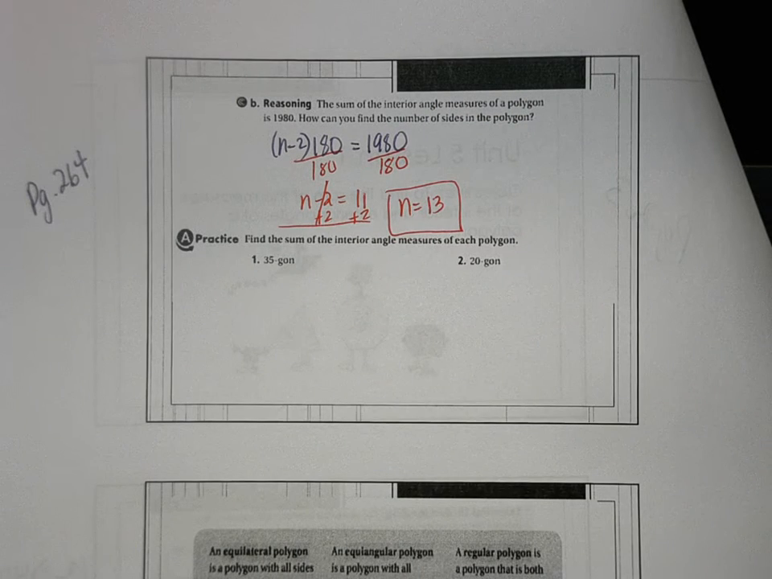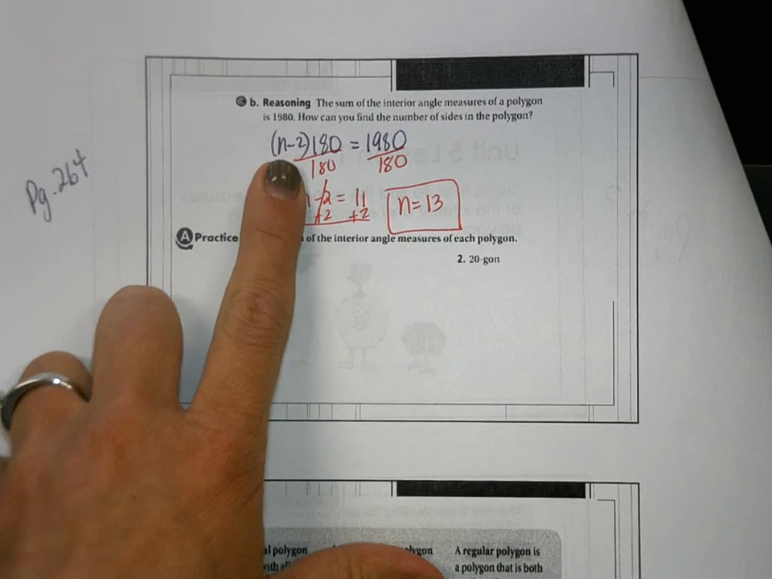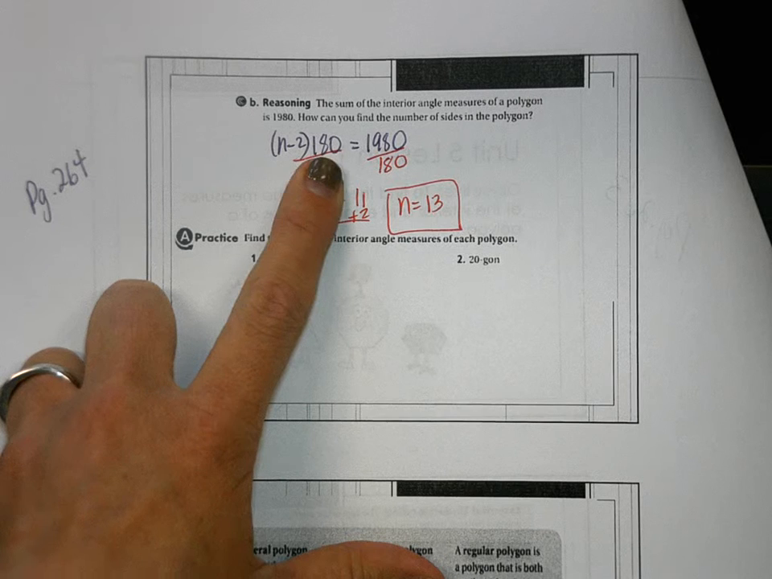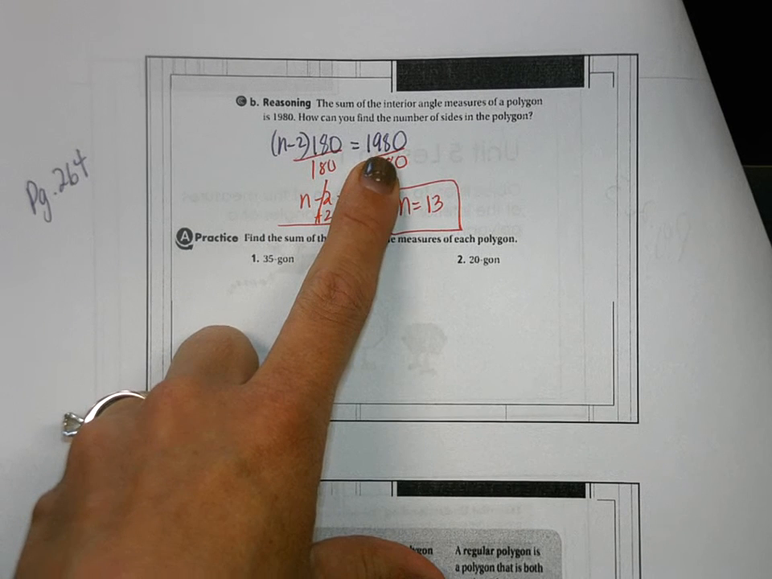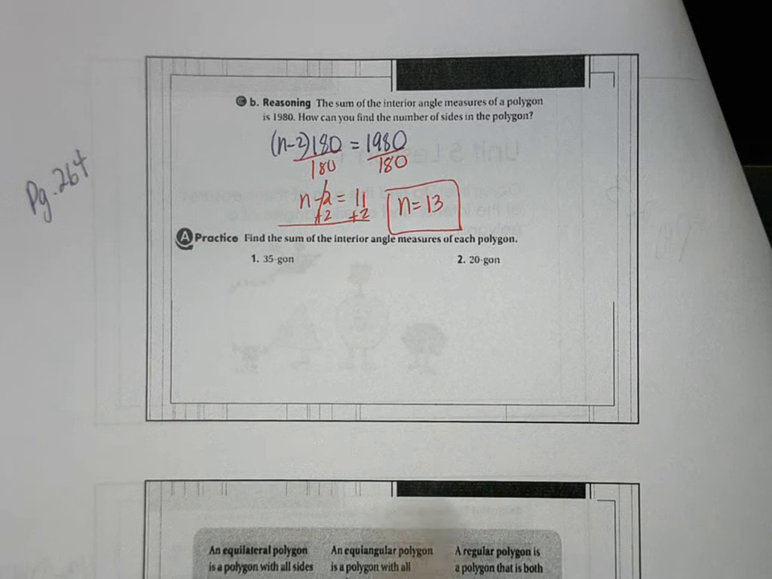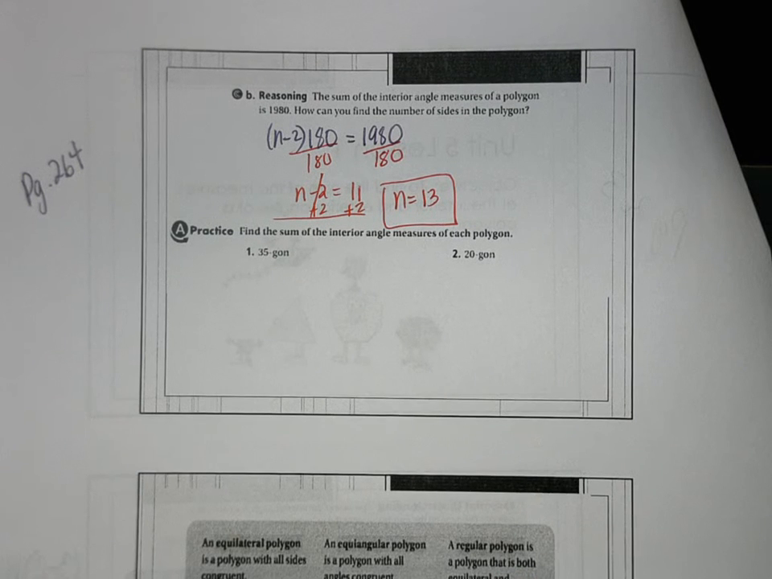Could you double check yourself? What would you do to double check that you have the correct answer? Good. And you'd go 13 minus 2, which is 11, and 11 times 180 does equal 1,980, and so you know you got it correct by plugging in the number of sides that you think it is into your original equation.